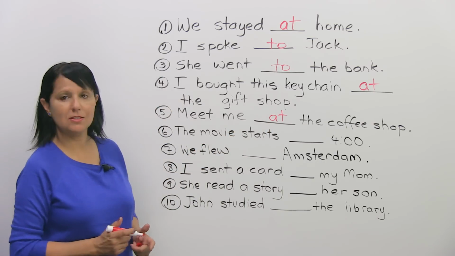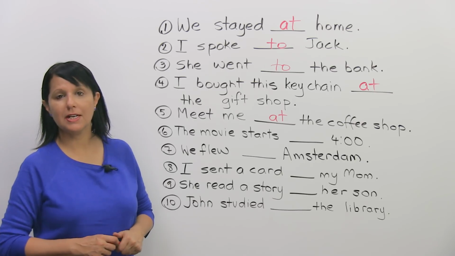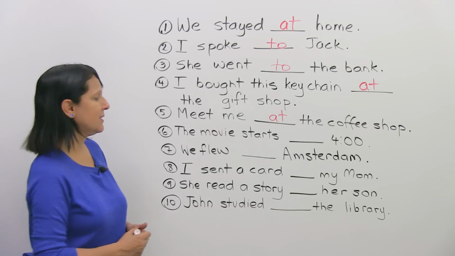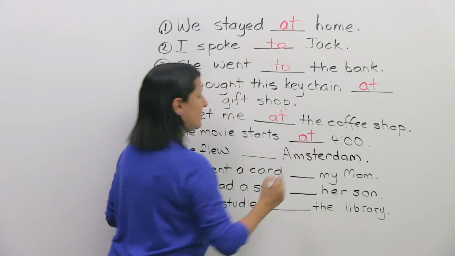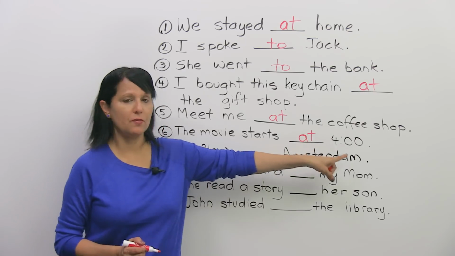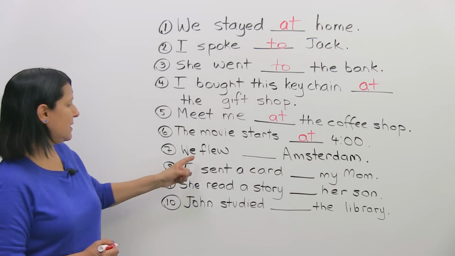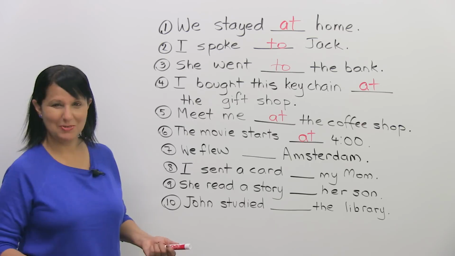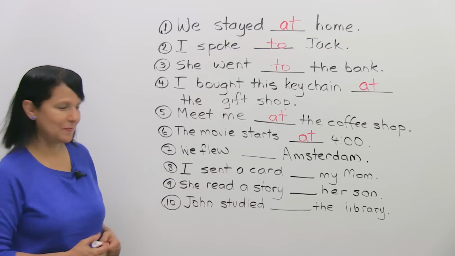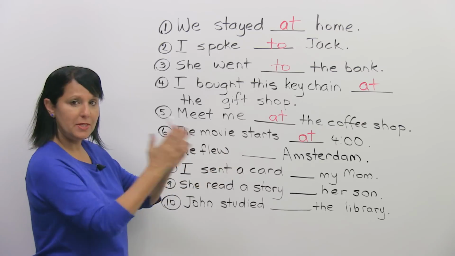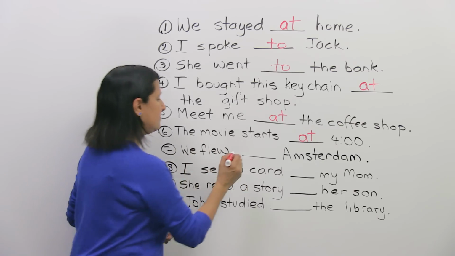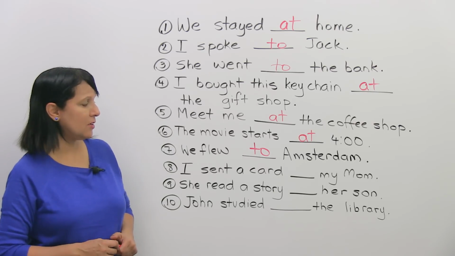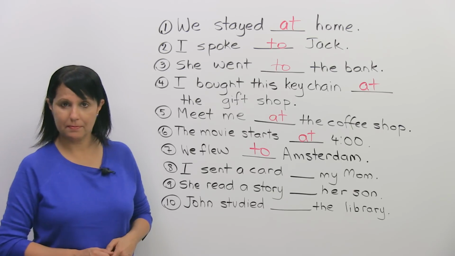Next, the movie starts to 4 o'clock, at 4 o'clock. Which one is right? The movie starts at, okay? We always use at for very specific times. Next, we flew blank Amsterdam. What do we say? We flew movement, right? Flying is movement. To Amsterdam. Very good.